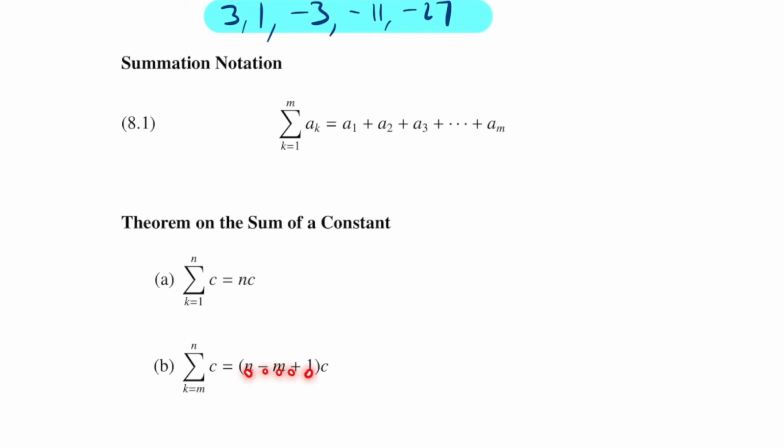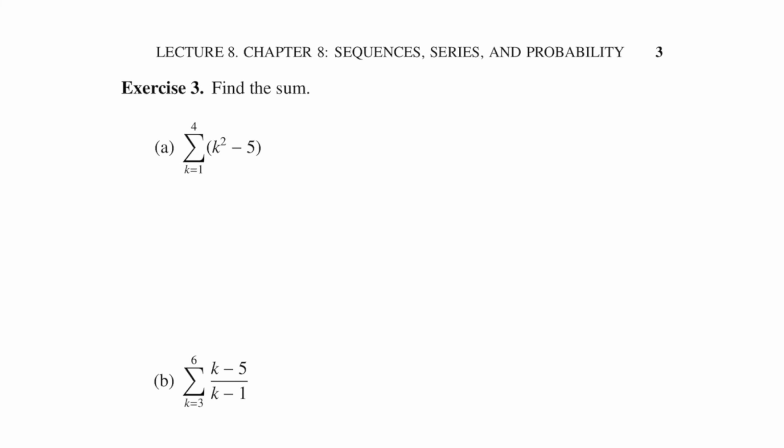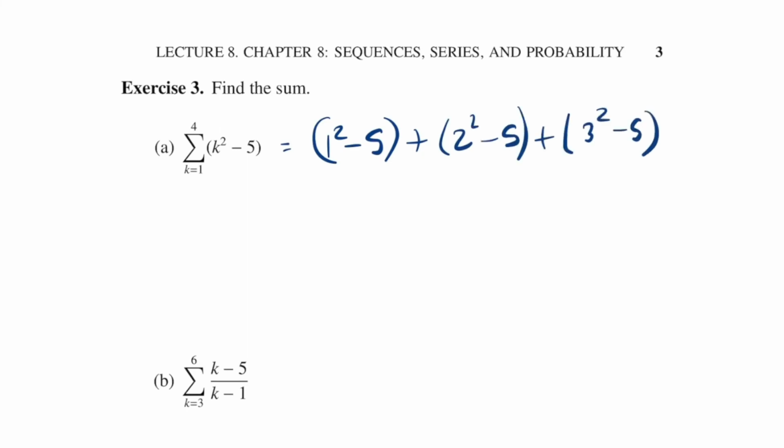So here, we start at 1, so you plug in 1, and you're going to get 1 squared minus 5. Then you plug in 2 squared minus 5. Then you plug in 3 squared minus 5. And finally, you plug in 4, and you get 4 squared minus 5, and that's where you stop. So if you work these out, this will be negative 4 plus negative 1 plus 4 plus 11. And now you can just add these numbers up. So you should end up with 10 as your final answer.